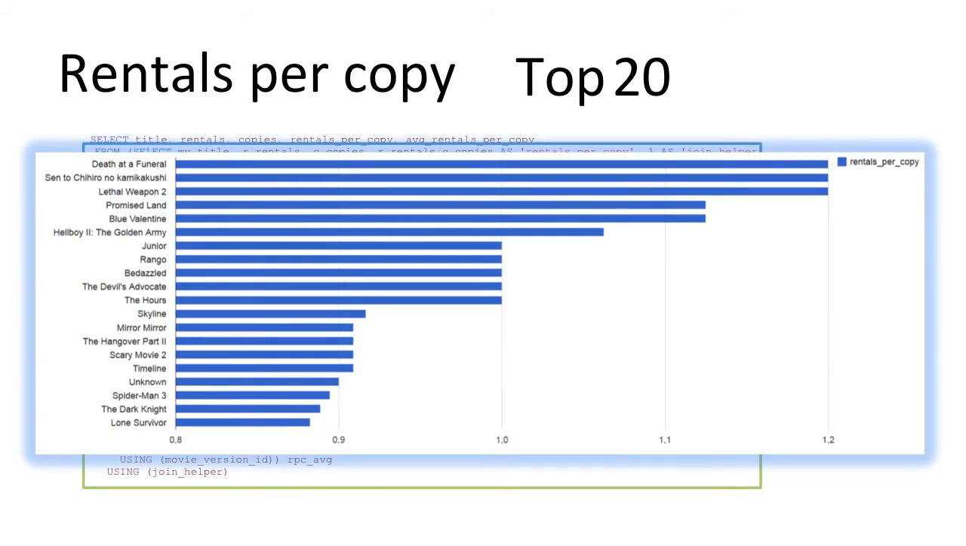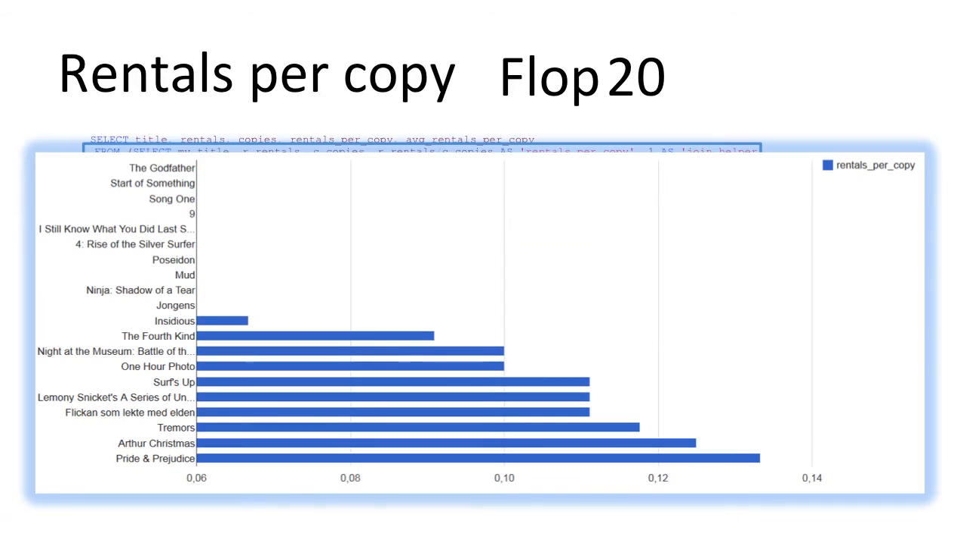Visualizing the data, we created 2 bar charts. First, a top 20 list of movies with the best proportion of rentals per copy, led by the movie Death at a Funeral with a value of 1.2. And a flop 20 list that indicates movies where we may have too many copies, and so get a small value like Night at the Museum with only 0.1 rentals per copy.